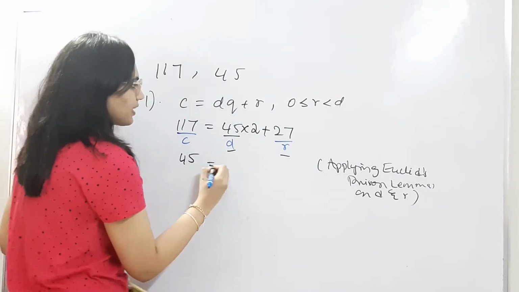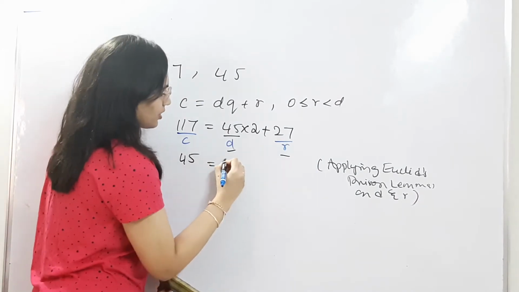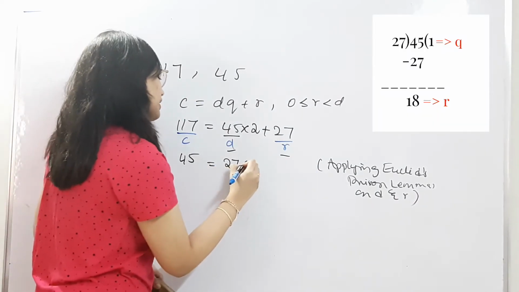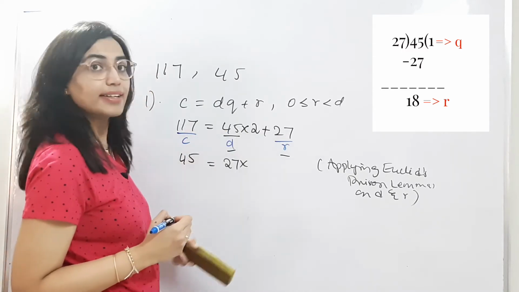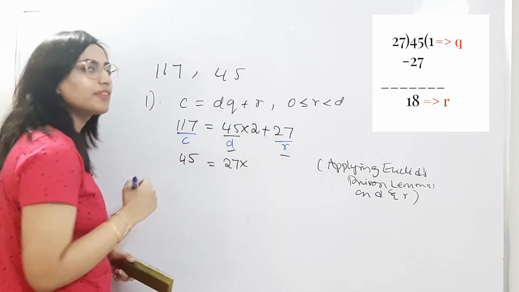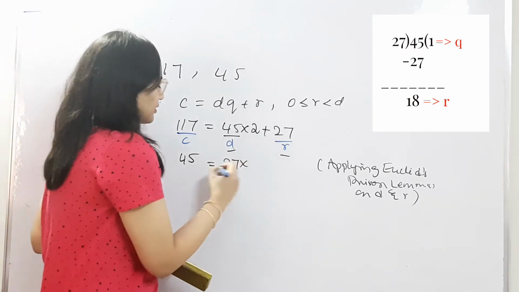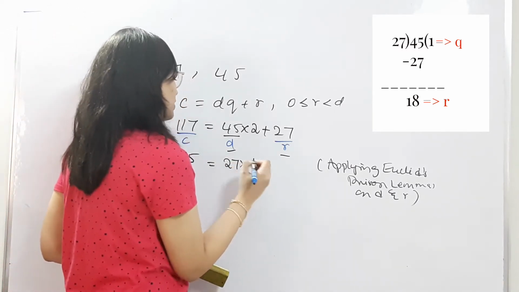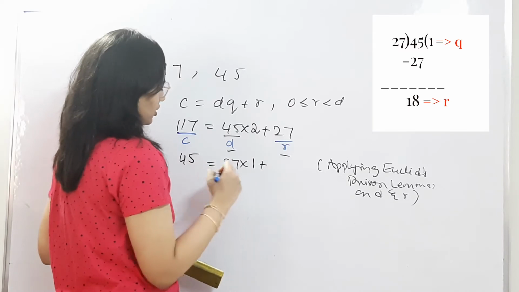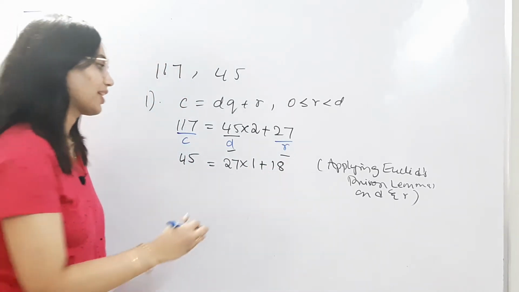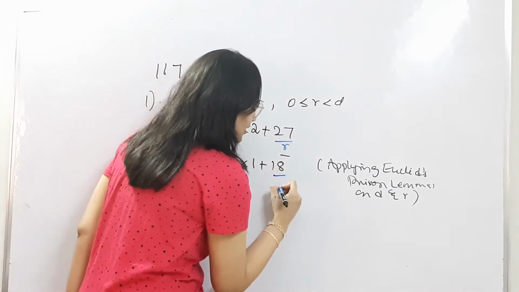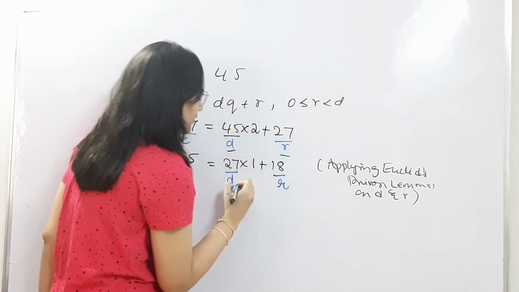So once we apply this, we get 45 is equal to D and R is 27. What will be the values of Q and R in this case, so that we get 45 as the result? Q is only 1. R will be what? 18. Right, so 27 plus 18 is 45. Again, if you observe, R is not equal to 0.